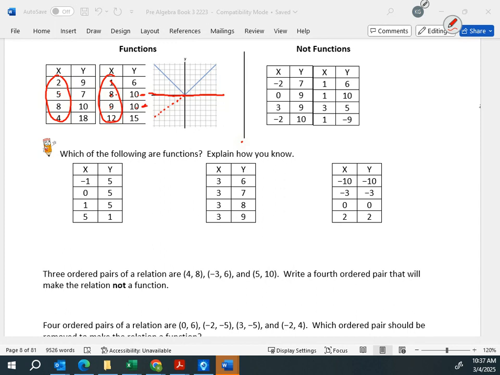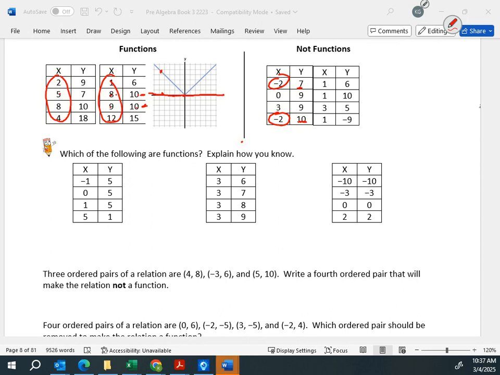Think about it. If this is my x, and there's a line down here and a line up here, it's listing two different lines. So you have to really look that the x only has one y coming off of it for that graph. So not a function. I have two -2s. One matches with the 7, one matches with the 10. I can't have two different birthdays.